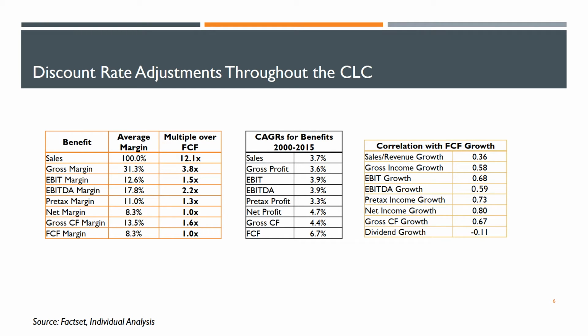As you can see, the further you move down the income statement, the higher the correlation a benefit has to free cash flow. Also, notice the high correlation of net income to free cash flow, as well as essentially the same margin. Maybe using EPS and using net income as a measure of value creation isn't necessarily the worst thing in the world, isn't necessarily a bad idea.